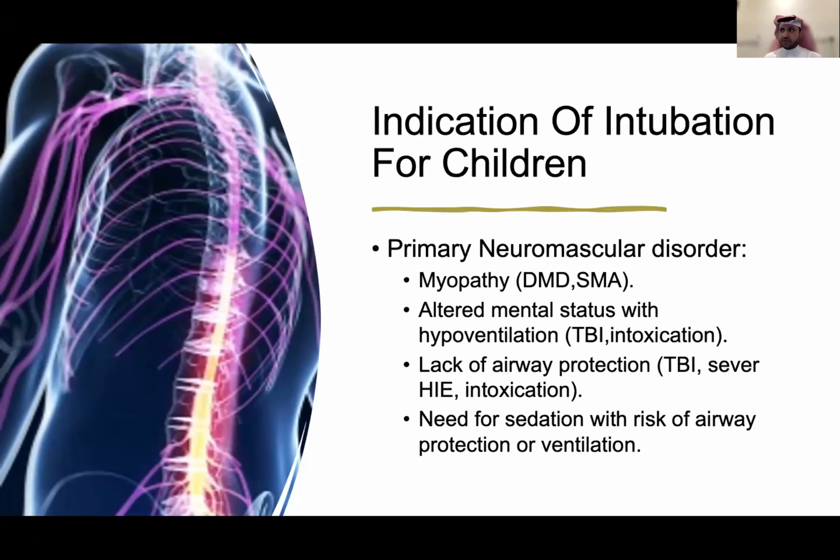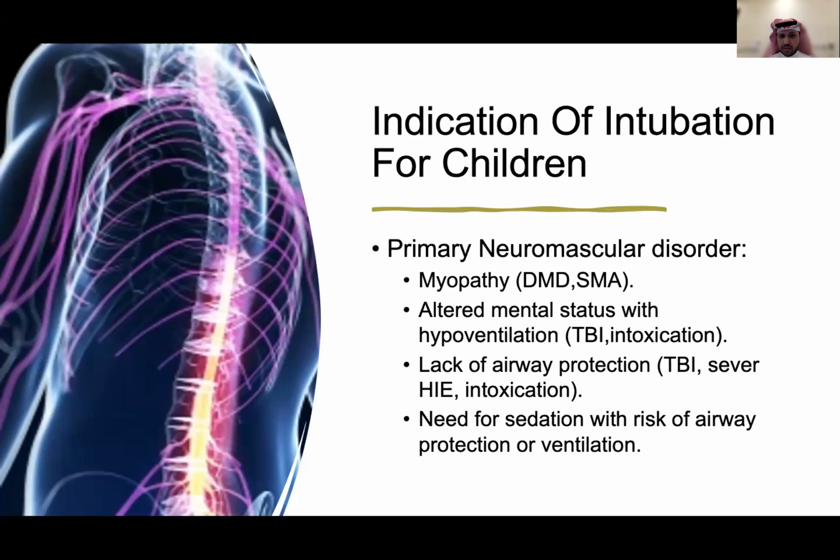Also, one of the indications for intubation, even though there are a lot of precautions, is in children with primary neuromuscular disorders, like SMA. Use it carefully, because once you intubate those kids, you'll have a hard time extubating them, and it may be difficult or impossible to extubate them. They are already signed as DNR, so we avoid intubating them.